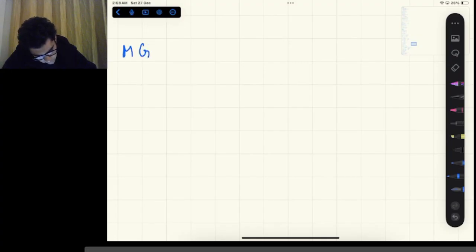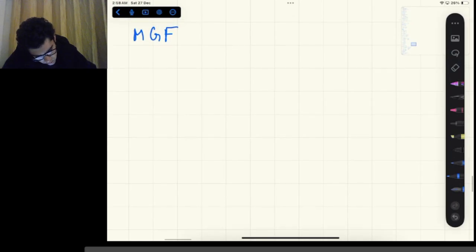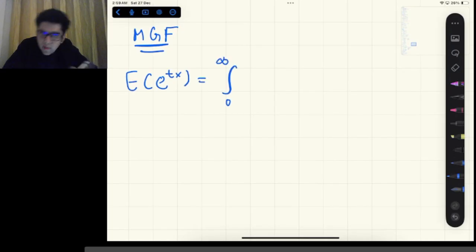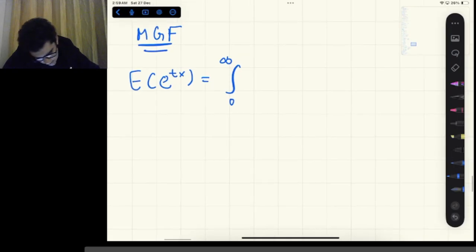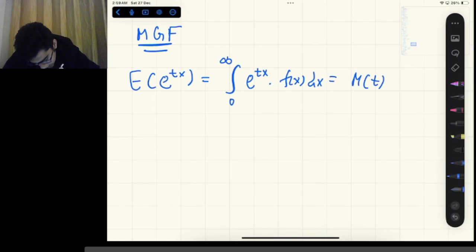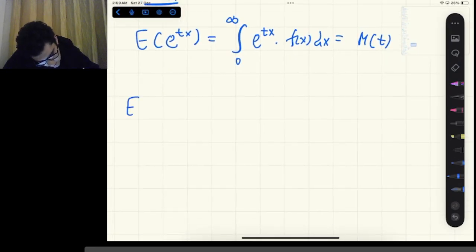Now we need to find the MGF, the moment generating function. The moment generating function is always equal to the expected value of e to the power tx, which is the integral from 0 to infinity, because our limits are 0 to infinity here, of e to the power tx into f of x dx, and this is known as our moment generating function M of t. So this can also be written as the expected value of e to the power tx, integral 0 to infinity.